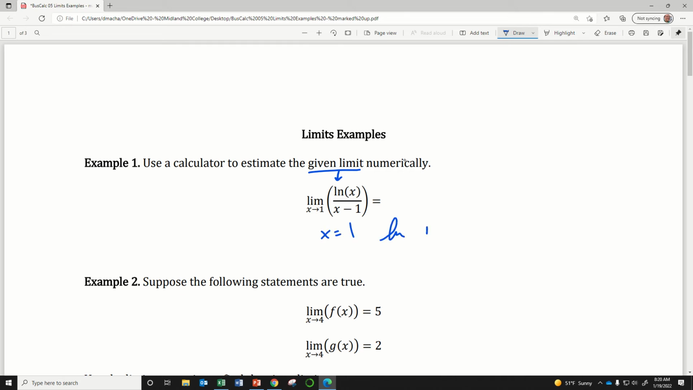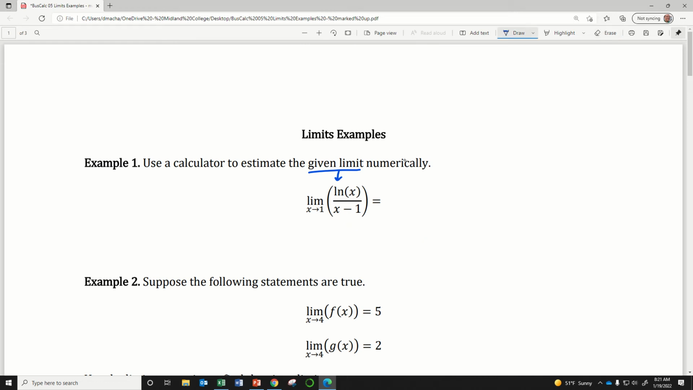That would give me natural log of 1 over 1 minus 1. And I know that natural log of 1 is 0 because any logarithmic function, when you use 1 as an input, will give you 0 as an output. And of course 1 minus 1 is 0, but 0 over 0 is not a real number, and so we would say that the function is undefined here. So I can't just plug in x equals 1 this time.